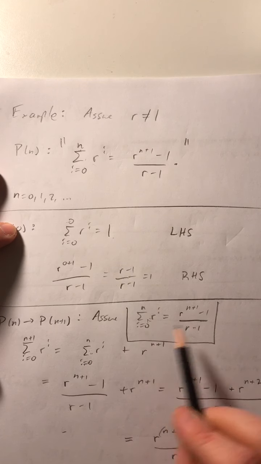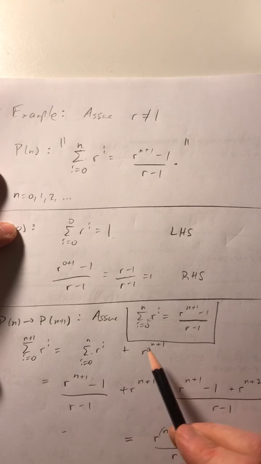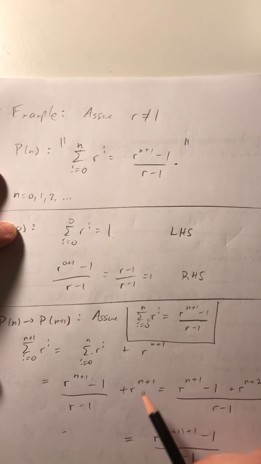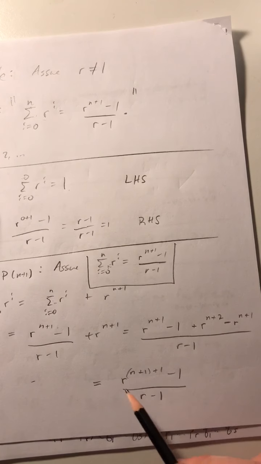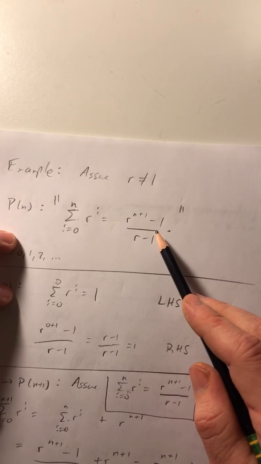Now I've assumed Pn is true, and this left-hand side here is exactly what's here, so I can use that this left side equals this right side to go from here to here, and then the r to the n plus 1 stays both places. And now again, I get a common denominator, work it out, and then I get this, which is the right-hand side of Pn plus 1.